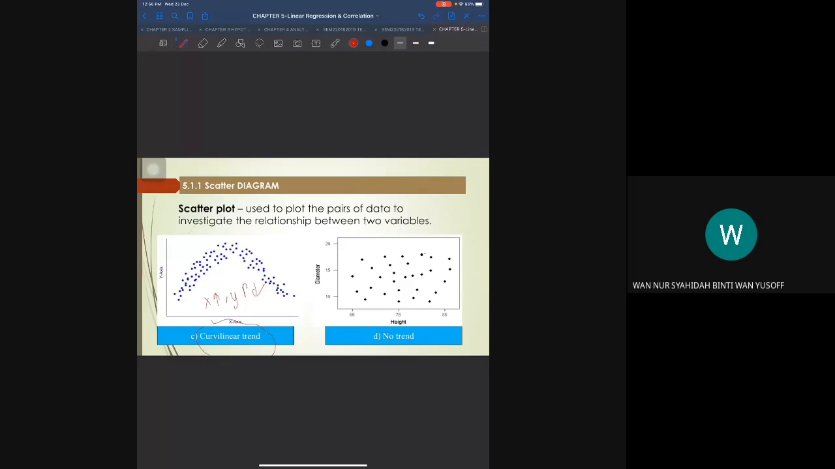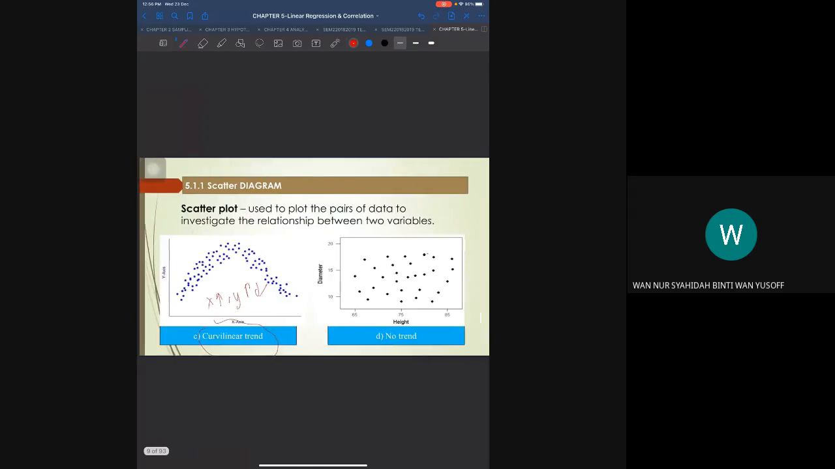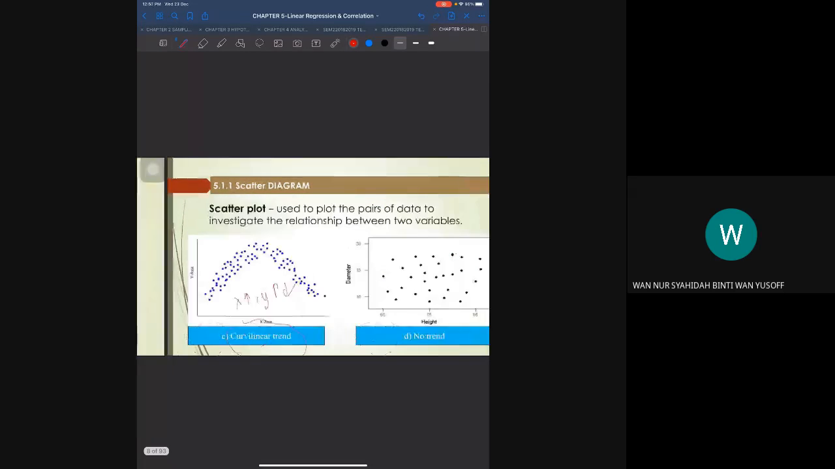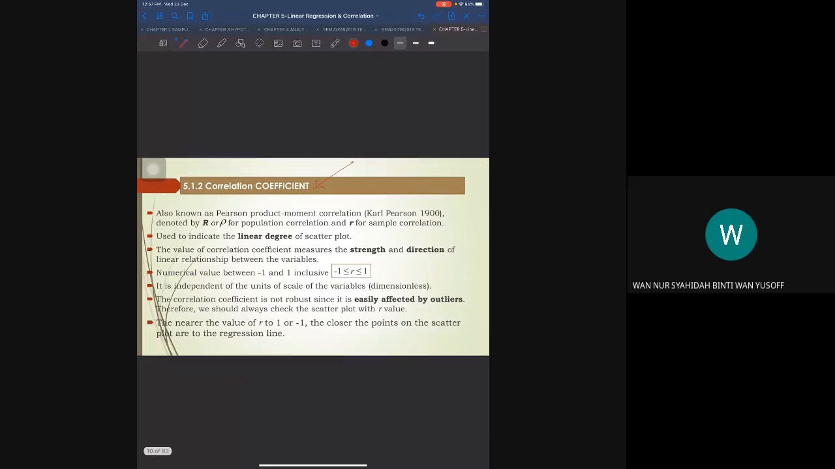Those are the comments that you can write. To confirm the scatter plot, we then calculate the correlation coefficient. The correlation coefficient must be consistent, I mean parallel, to the scatter plot. If the scatter plot shows a positive linear trend, then your correlation coefficient must also be positive. They cannot contradict each other. They must be consistent and parallel to each other. Any questions so far?